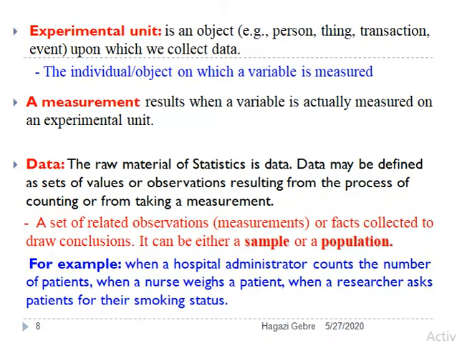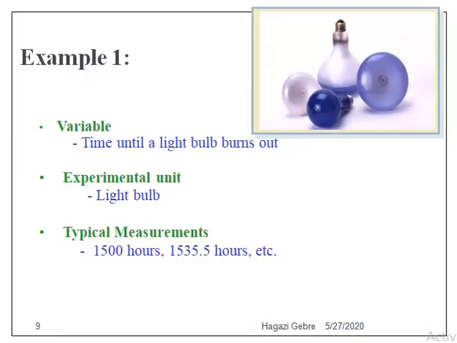Data may be defined as a value or observation resulting from a process of counting or taking a measurement. In general, we can define data as an aggregate form of a variable: a set of related observations, measurements, or facts collected to draw conclusions. It can be either a sample or a population. For example, when a hospital administrator counts the number of patients, when a nurse weighs a patient, when a researcher asks patients for their smoking status, and so on. So these are simply samples of variables.